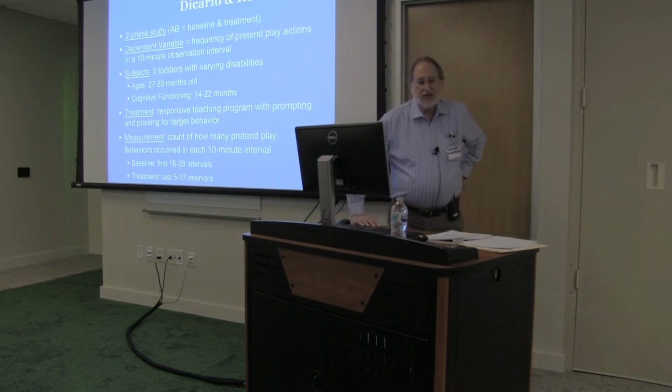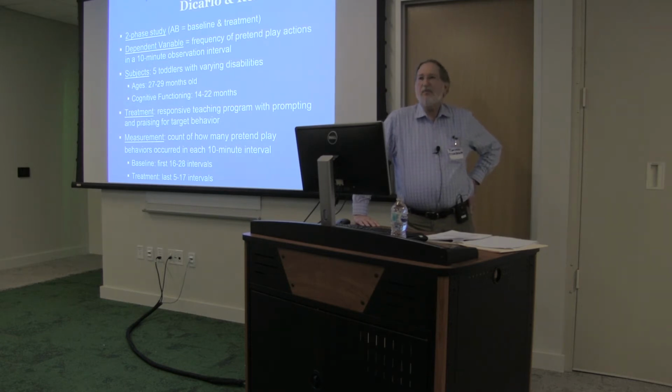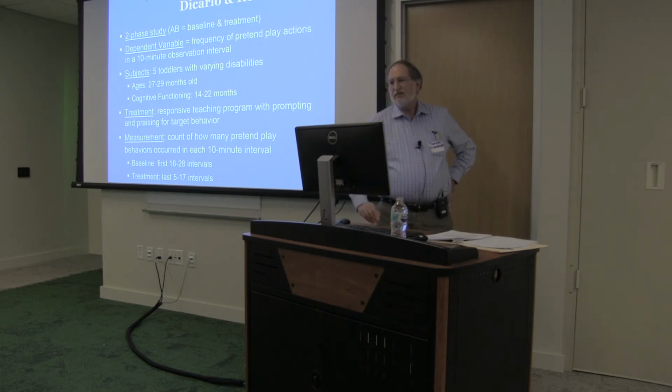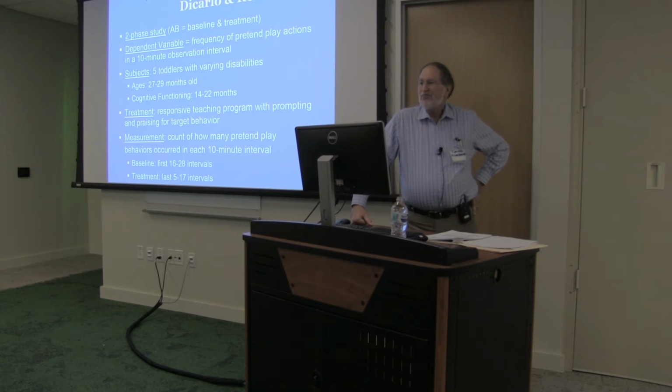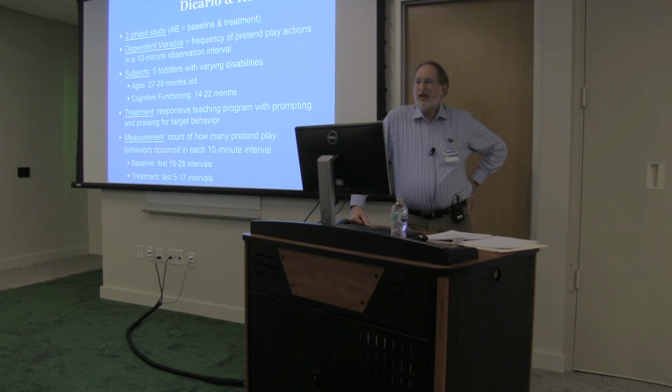Now we go to one that's slightly more complicated. This one has two phases. It's a multiple baseline design. So everybody's got an A and a B phase. The dependent variable is the frequency of pretend play actions in a 10-minute observational interval. So frequency of play actions, it could be anywhere from 0 on up. And you know you've got problems with this.